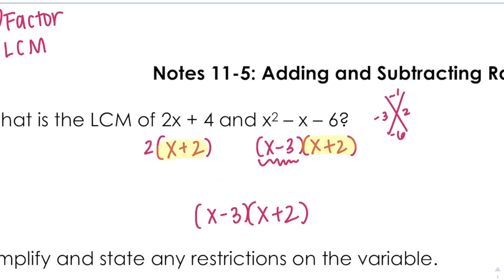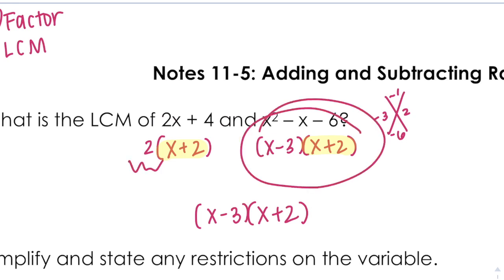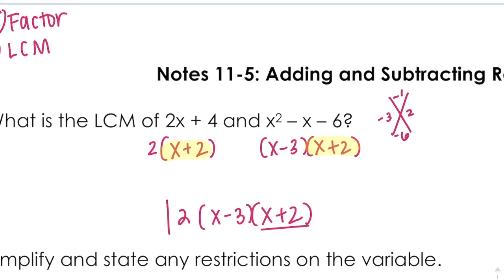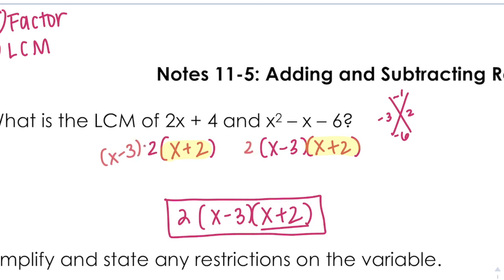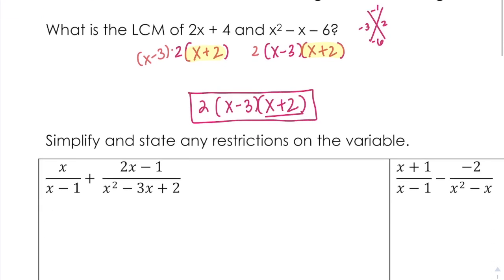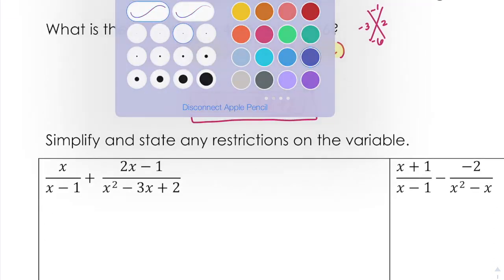And then if you ask yourself what's missing on the right side, I need a 2. So that's my least common multiple: 2 times x minus 3 times x plus 2. Now notice that they both have the x plus 2, because I'm not going to get rid of it. It just means that over here on the left side, I have to multiply by x minus 3, and over here, I have to multiply by a 2, and then they'll both have 2 times x minus 3 times x plus 2. So that's how you find the least common multiple: factor and see what's the other one missing.